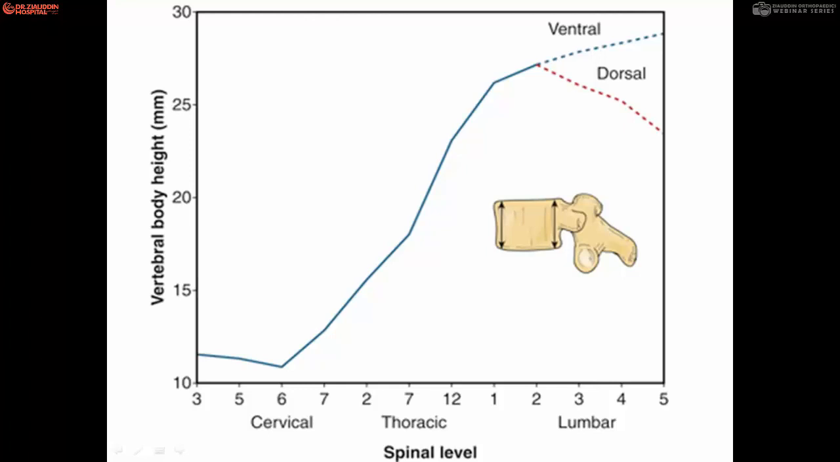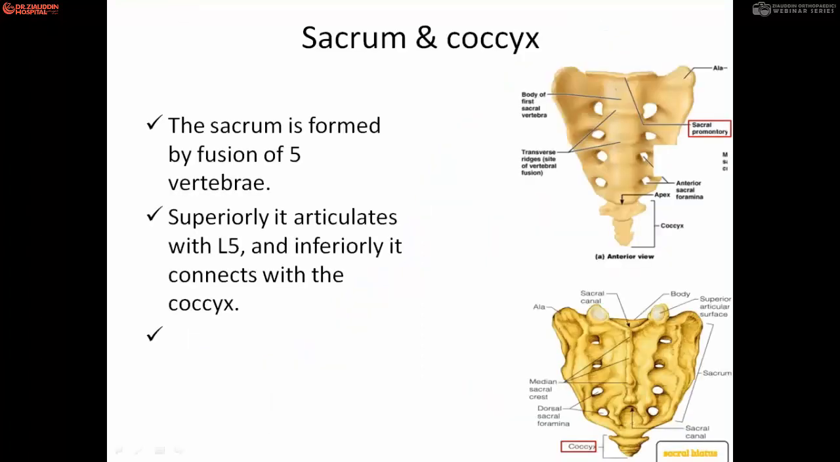If you look at the ventral and dorsal height, if you follow this curve, the ventral height increases in the lumbar spine and the dorsal height decreases. That is consistent with lumbar lordosis. If the ventral height is more, there is more anterior curvature, leading to lumbar lordosis.